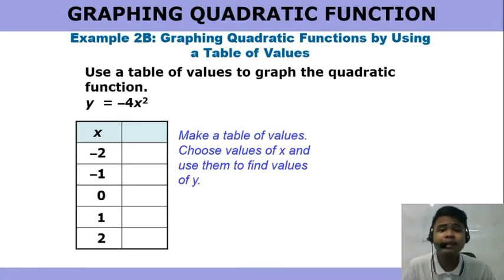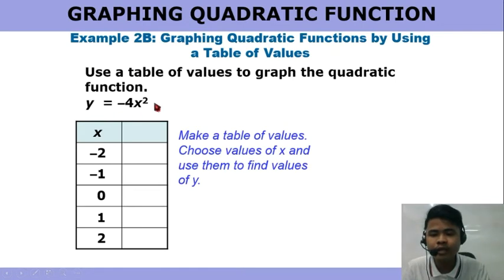Or pwede ding baliktad, no? Pwede mong isulat yung positive 1 sa taas ng 0, then 2 sa taas ng 1, then sa ilalim ng 0 is negative 1, then sa ilalim ng negative 1 is negative 2. Okay, ang tanong, applicable ba ito sa lahat? As to what I have said, applicable lang ito kapag yung given is quadratic term lang sa quadratic function.